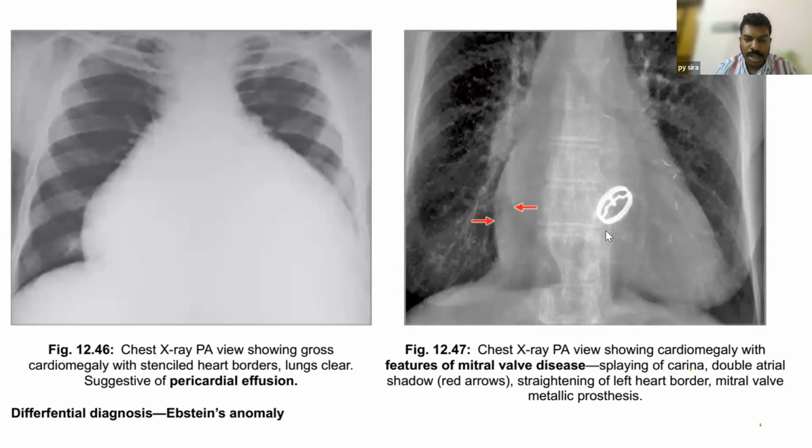Epstein's. Okay. So in pericardial effusion, you will sometimes get a double shadow also. Okay, that is very, very important. And again the heart border will be a little black in color in pericardial effusion. You are going to get a black border or stenciled border, they call it. Okay, that is one thing which can differentiate.